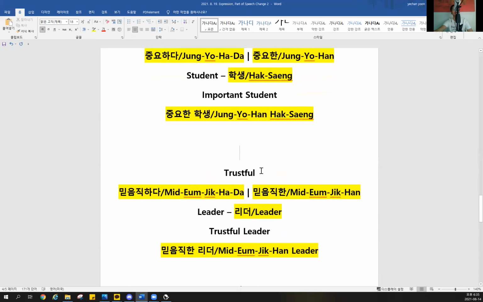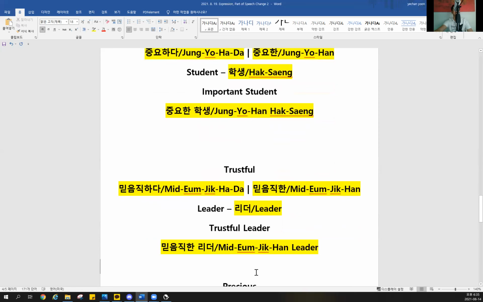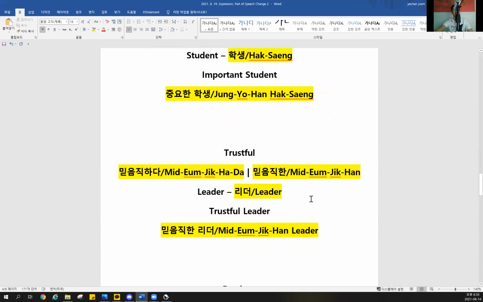Trustful, how you can say trustful? You can say 믿음직하다. All right, changing form is 믿음직한. I give the example with a leader, but leader is exactly the same pronunciation as English with the Korean as well. So leader, leader. So trustful leader, you can say 믿음직한 리더.